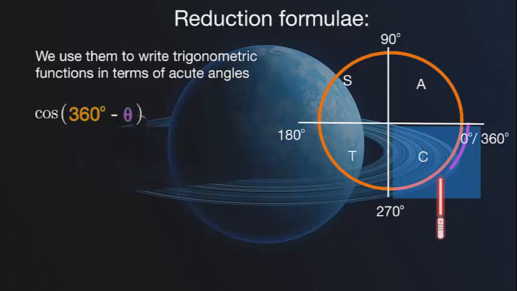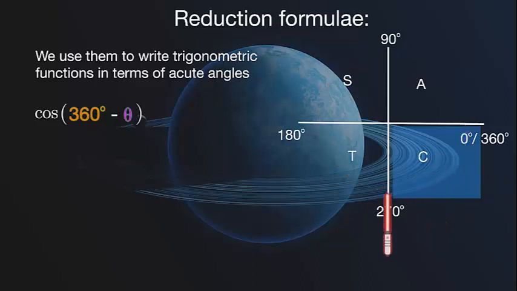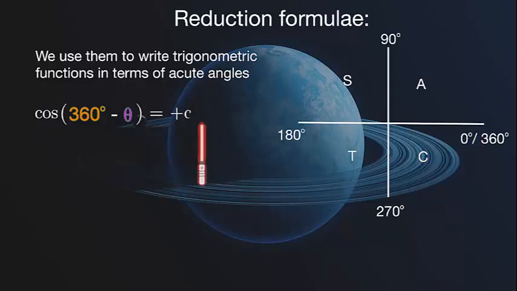Now, after we identified our quadrant, we go and see what we are busy with. We're busy with the cosine. We're in the fourth quadrant. In the fourth quadrant, our cosine is positive. So we write the positive sign, then we write the cosine, and then we just write the acute angle. And there we go. Let's have a look at another example.